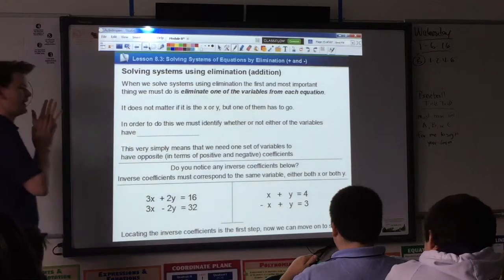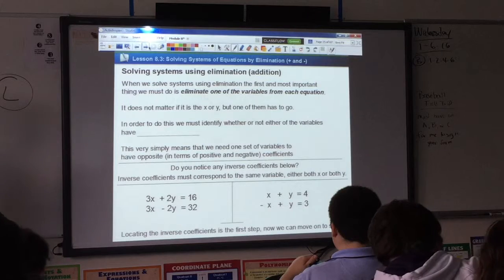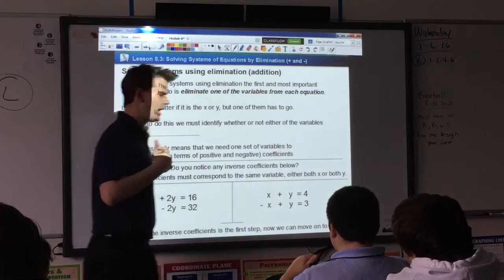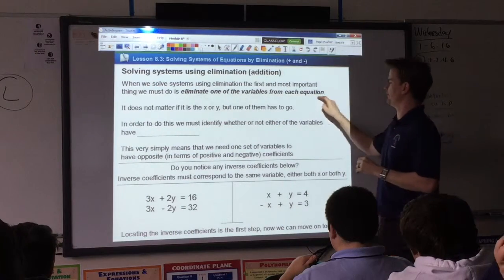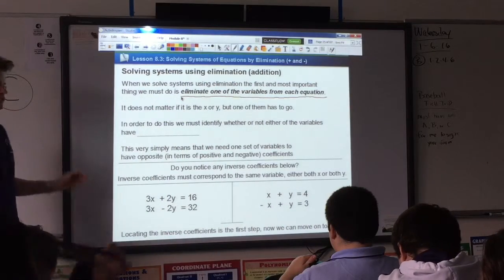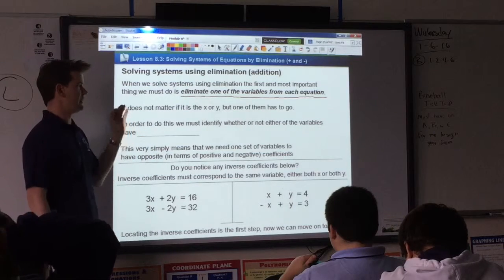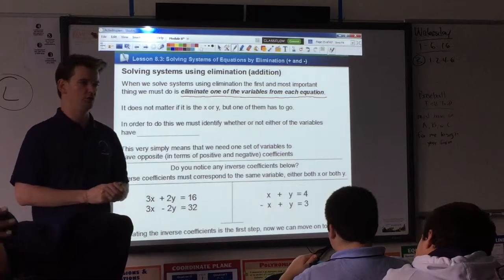Alright, so now we want to actually go in and solve some systems of equations using elimination. When we solve systems using elimination, the first and most important thing we do is eliminate one of the variables from each equation. You cannot traditionally solve an equation that has two variables. You need to get rid of one of them. It doesn't matter if you get rid of the x's or the y's, but one of them has to go.